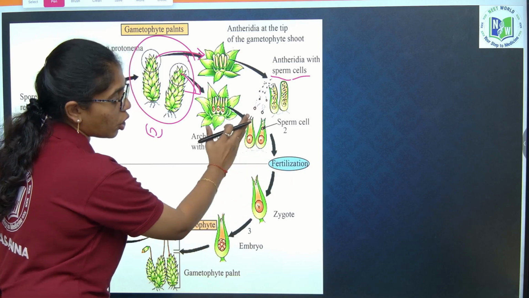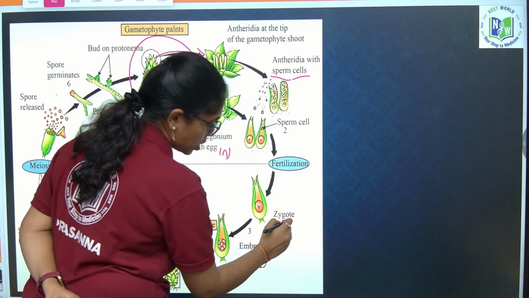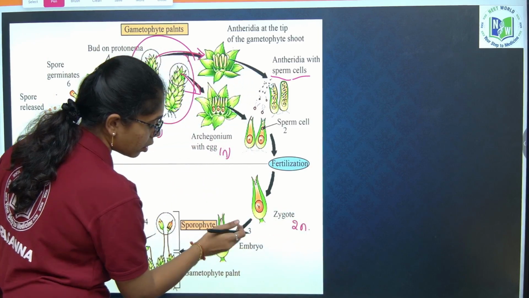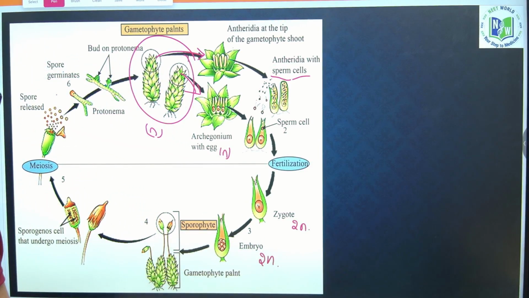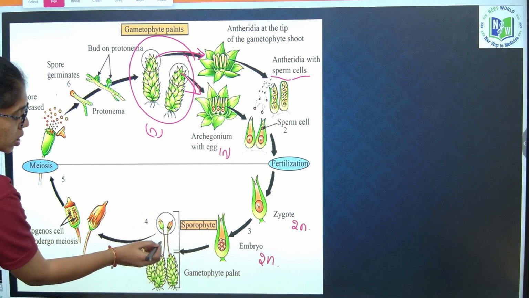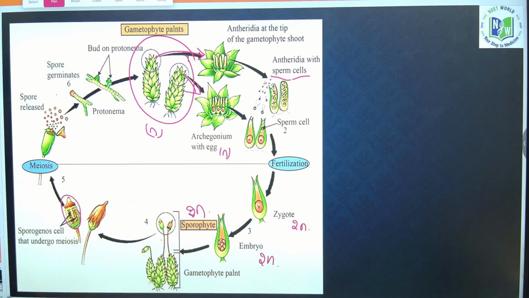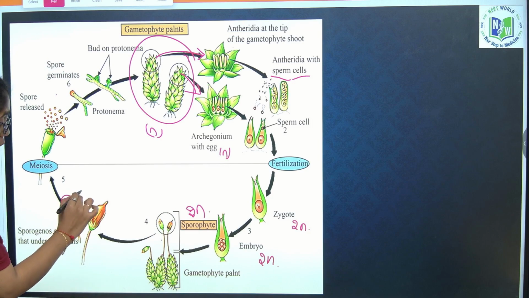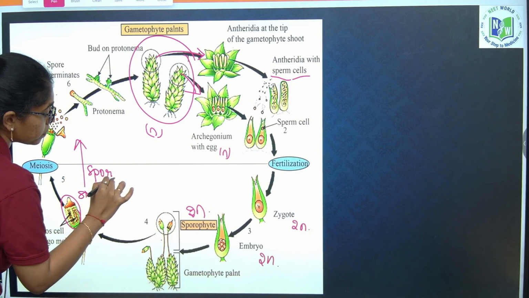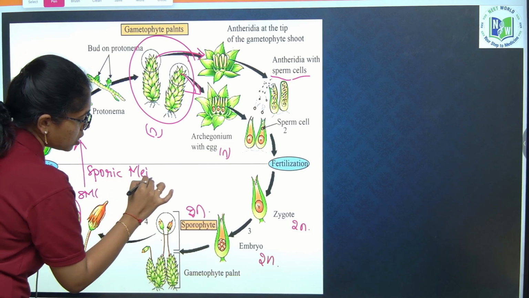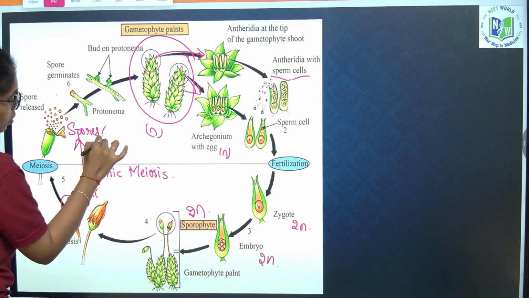After fertilization, the product formed is the zygote, which is diploid, that grows into an embryo, again diploid. This develops into a sporophyte. The embryo develops into a sporophyte with foot, seta and capsule. This is again diploid. Inside the capsule is sporogenous tissue or spore mother cells, which undergo sporic meiosis. This releases haploid spores.